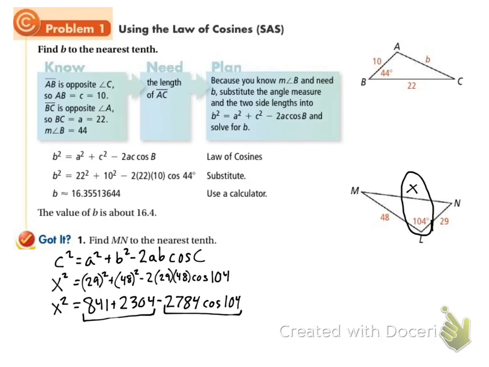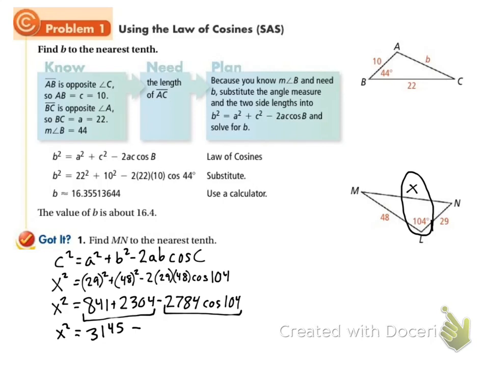This is a pretty big equation, and if you don't take it slowly, step by step, you might mix it up. So I would suggest that you try to solve it the same way every time. That way you know that you're doing it exactly right. So 841 plus 2,304 gives us 3,145. Have our subtraction sign in between there.